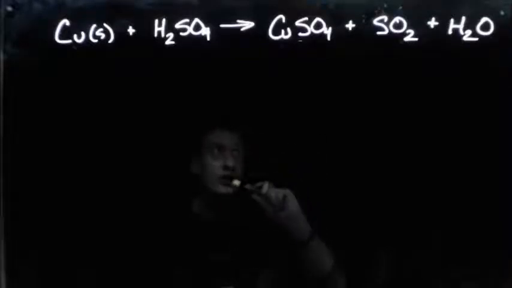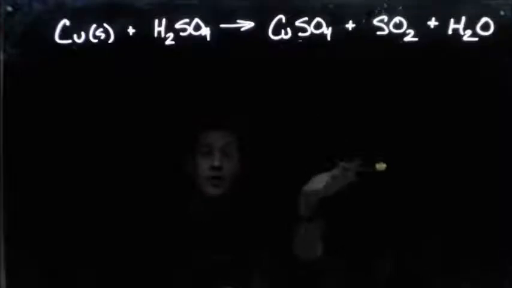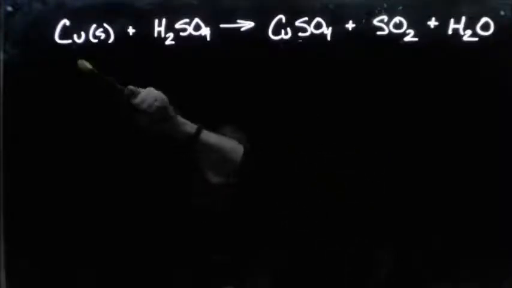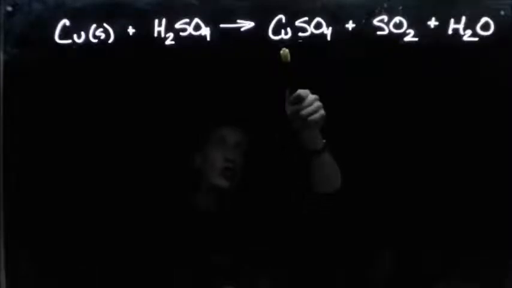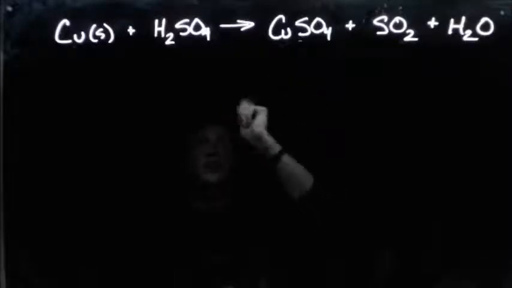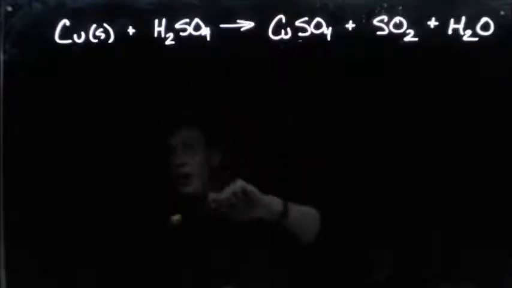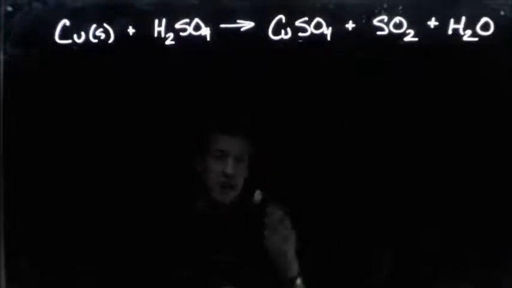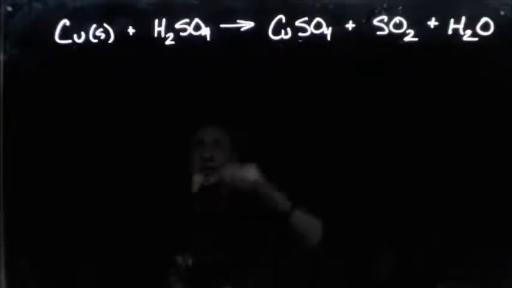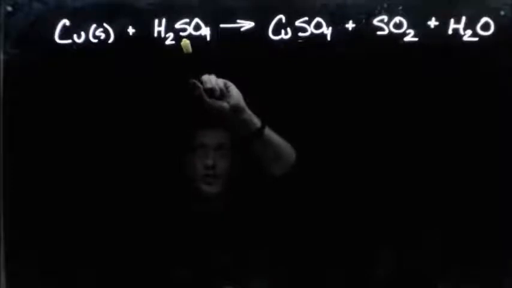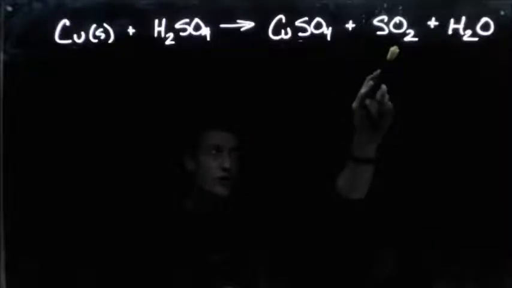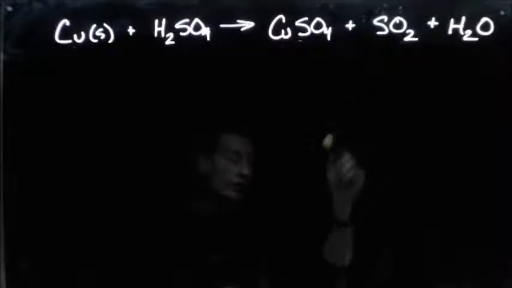So when I first look at this, it doesn't look too bad. I mean, is it balanced? Is it not balanced? You've got one copper on the reactants, one copper on the products. You've got one sulfate on the reactants, a sulfate on the products. You've got two hydrogens on the reactants, two hydrogens on the products. But the thing that catches my eye is that there's a single sulfur here in this sulfate, and there's a whole other sulfur in this sulfur dioxide over there.